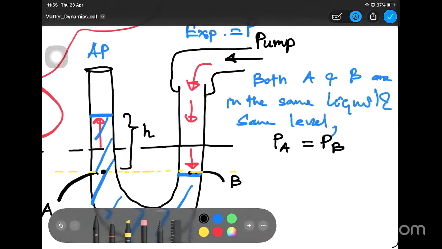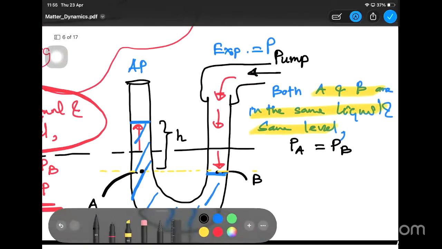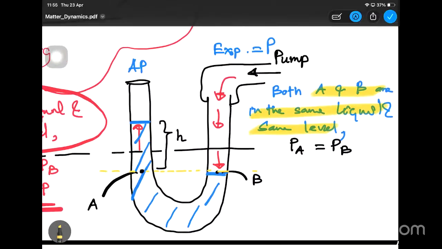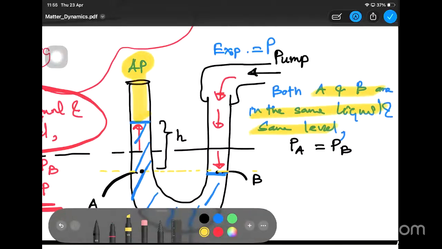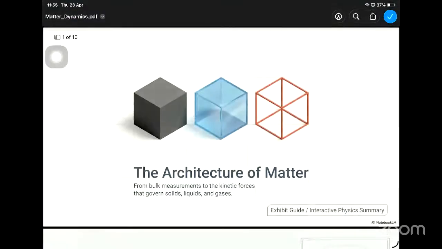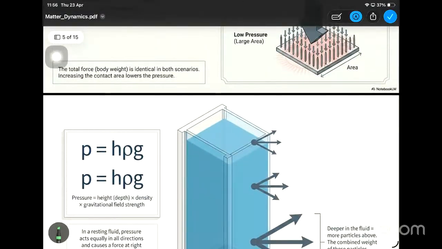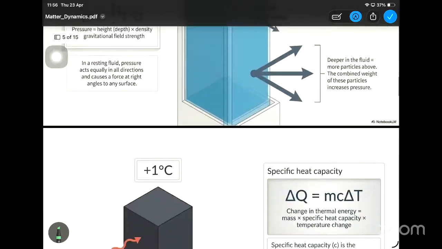Why? The reason is this: both A and B are in the same liquid and the same level. So for pressure at A, you need to place your finger and come from the outside world. In the outside world, you have atmospheric pressure, still atmospheric pressure. Up to this place, you are experiencing the atmospheric pressure. After that, what do you have? After the atmospheric pressure, there was a liquid column.